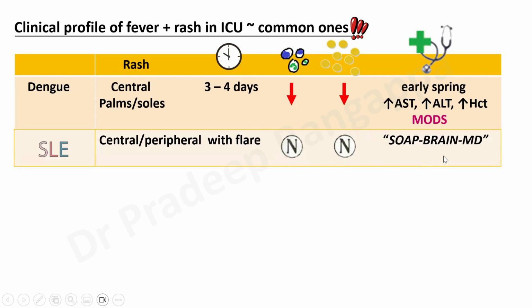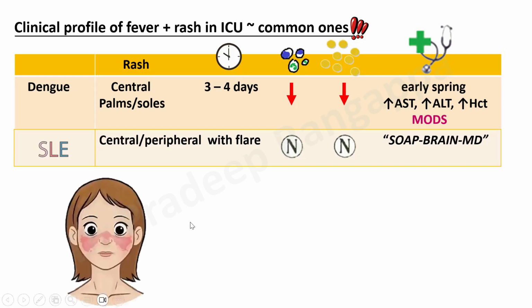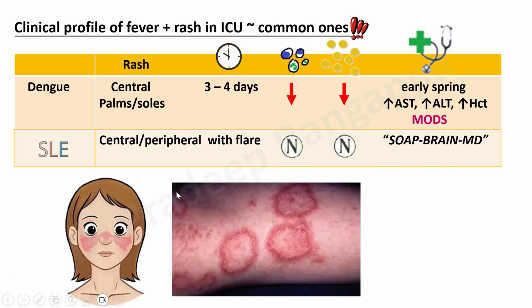I'm sure most of the listeners would know this is a mnemonic for remembering all the systemic symptomology of SLE. So the typical rash in SLE is malar rash. I'm sure many of you would have learned this from MBBS. So you have a butterfly sort of a rash, and then they can have a discoid rash. So discoid rash looks something like this.